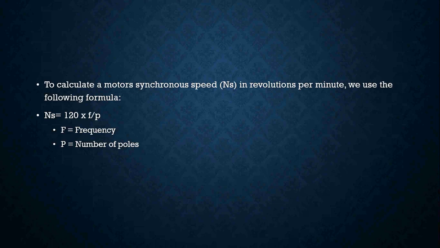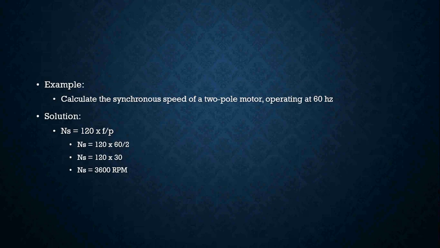So, in order to figure out what the synchronous speed would be, in revolutions per minute, we have to use the following formula. Okay, Ns is going to stand for rotations per minute: 120 times frequency divided by the number of poles. So, let's take an example here. We have a motor that we want to calculate its synchronous speed. We have a 2-pole motor and it's operating at 60 hertz.